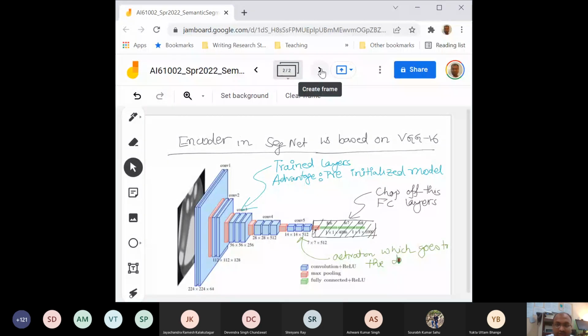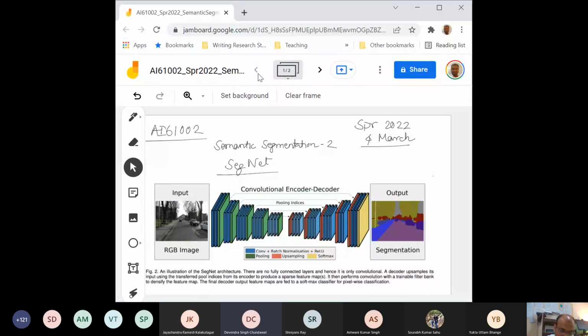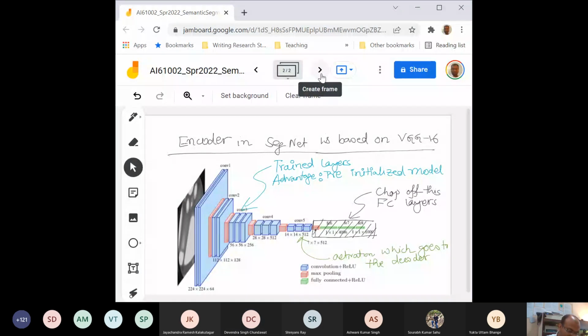Okay, so now let's look into the decoder. Yeah, sir. Can you please tell something more about the pre-initialized model? Okay, so for an initialized model, what you do is you take a VGG net, this VGG16, then you use the ImageNet dataset and you train this model. So what is the capability of this model? In the last layer, you had 1000 neurons.